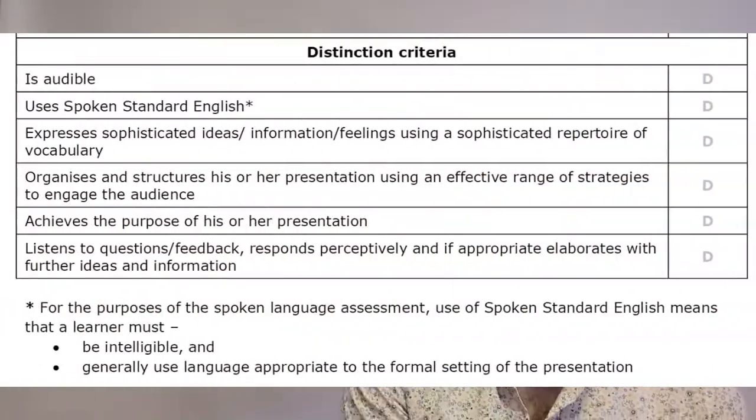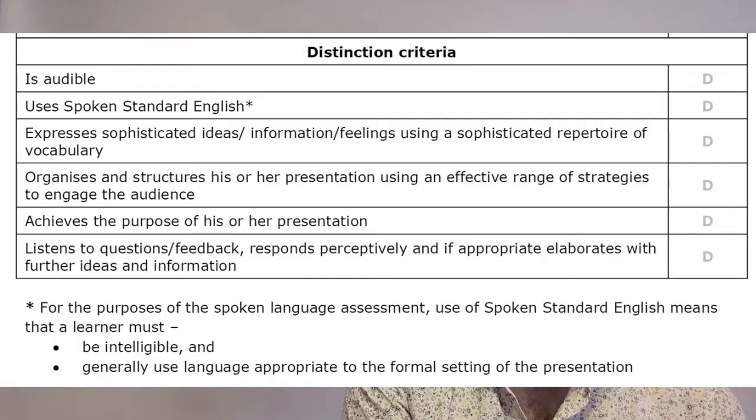The next one, though, expresses sophisticated ideas, information, feelings using a sophisticated repertoire of vocabulary, right? So this goes to picking the topic that you're going to do your speech on. For me, what you want to do is pick something that you are passionate about, something that you're interested in, and something that you have an opinion on, right? The opinion thing is going to become really, really useful to us later on. But let's look at ways of picking a topic, right?